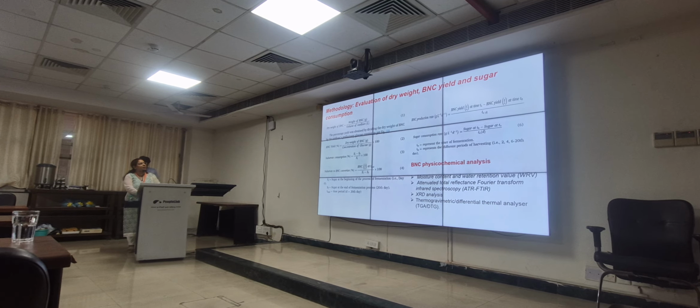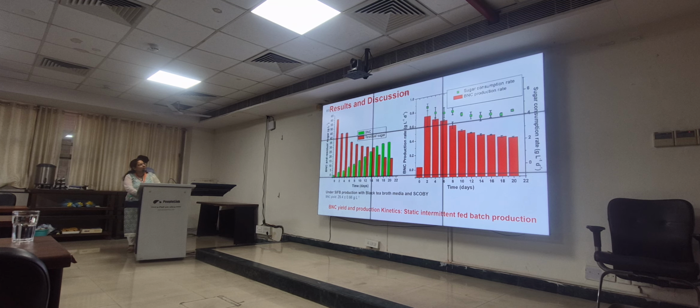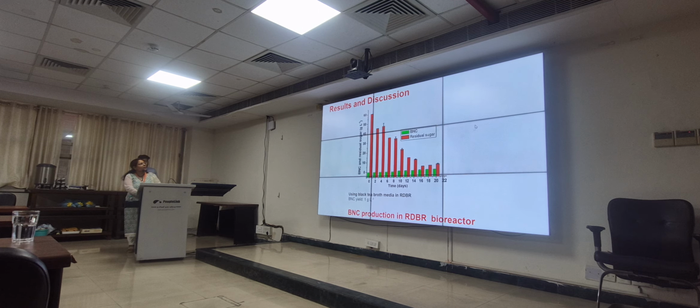Then we evaluated the dry weight, the yield and production kinetics. Here you can see in the static production, the yield is only around 13 grams per liter. However, when the process is switched to static intermittent, the yield increases to around 29 grams per liter. And this is the production kinetics. And here this is the production using the RDBR reactor.